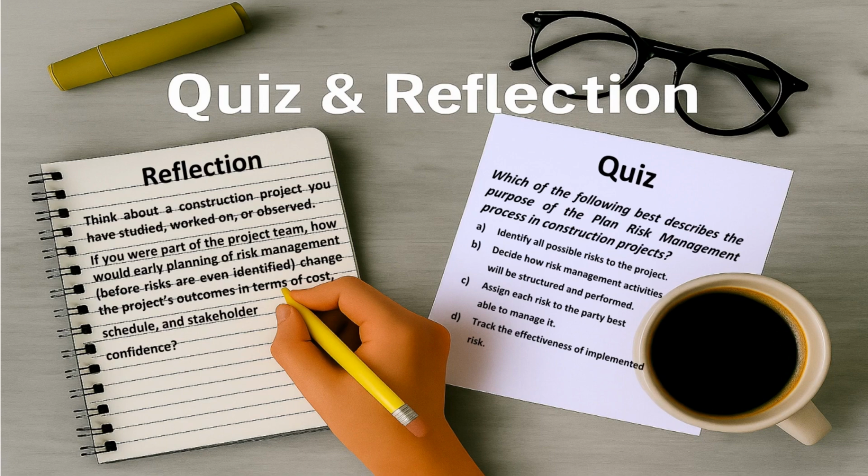Now, let's test your understanding of that core concept with a quick quiz. Here's the question: which of the following best describes the purpose of the plan risk management process? A, is it to identify all possible risks to the project? B, decide how risk management activities will be structured and performed? C, assign each risk to the party best able to manage it? Or D, track the effectiveness of implemented risk responses?